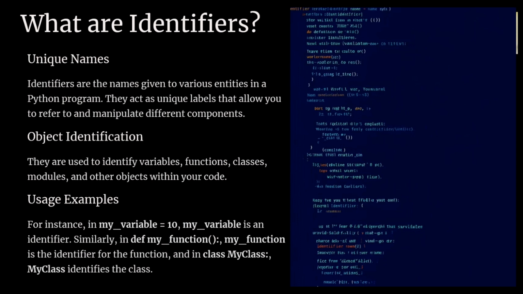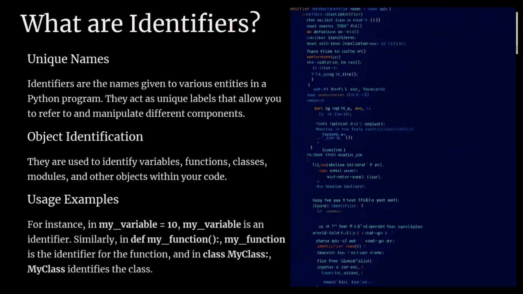That can be a variable. You have variable values, right? That can be followed by identifiers also, and there can be object identification. They are used to identify the variables, functions, classes, modules, and other objects within your code. For example, my_variable is the variable name, and I'm giving it the value 10. My_variable is an identifier.